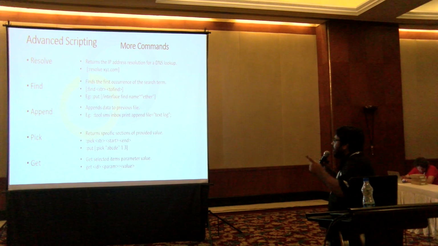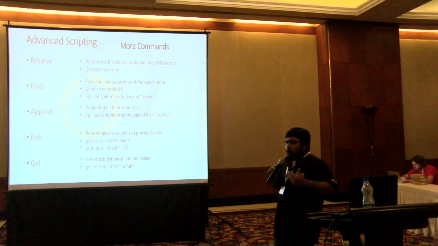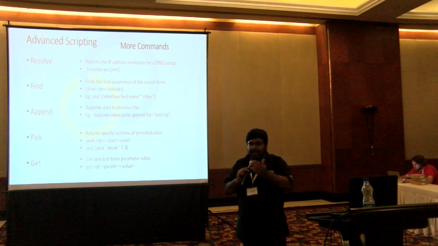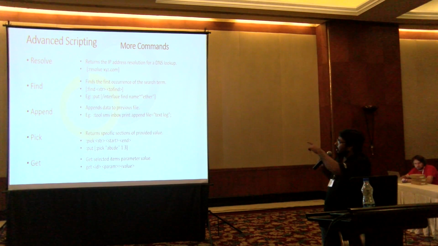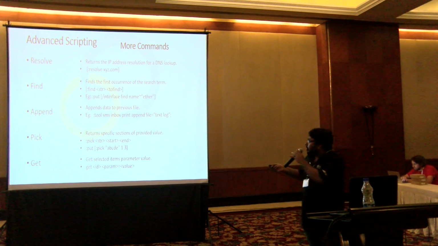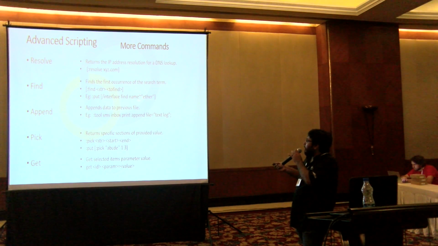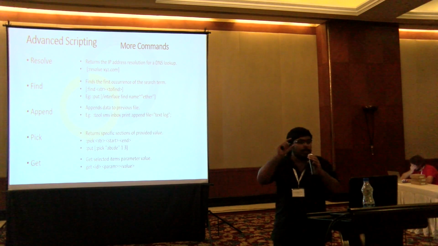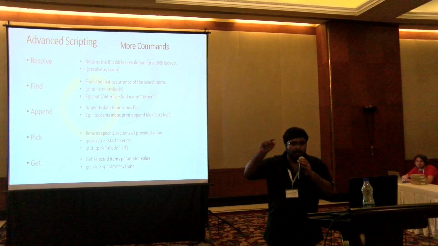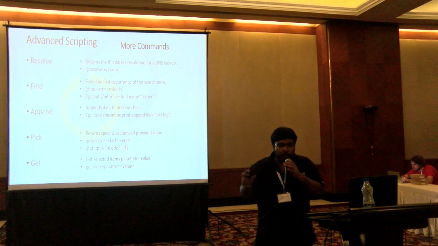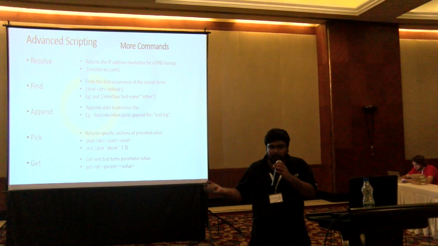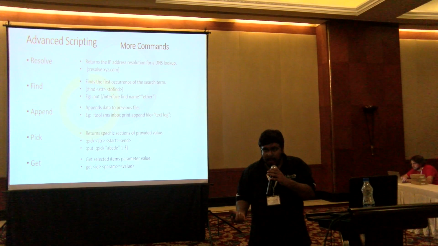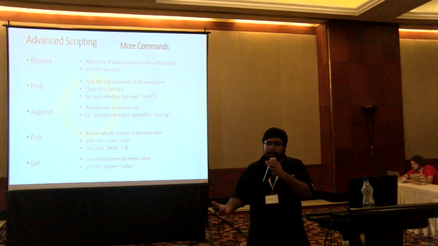Okay. Then you have find. If you want to parse a log or go through a list and find something, find will find the first occurrence of the search term, and the command is like find, then the string to find, that is where. So example, put interface find name ether. So this command will find all the Ethernet interfaces that you have, all that are named with ether, right? So if you want to set certain values to each and every interface, you can use the find command to find the ether ones, put it in a loop, and use the same values for all of them.